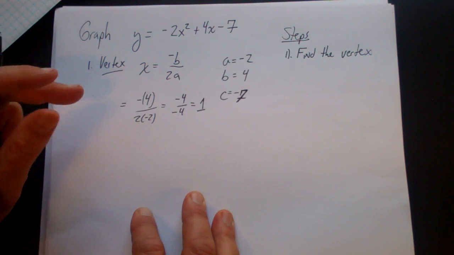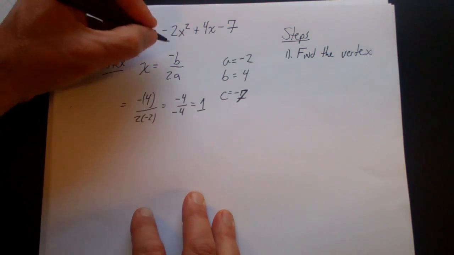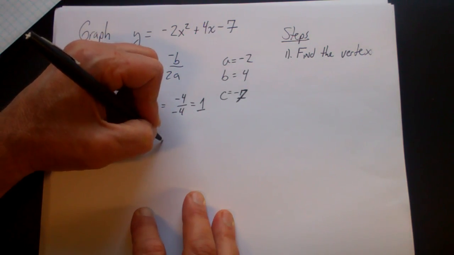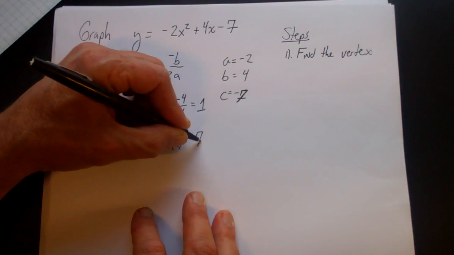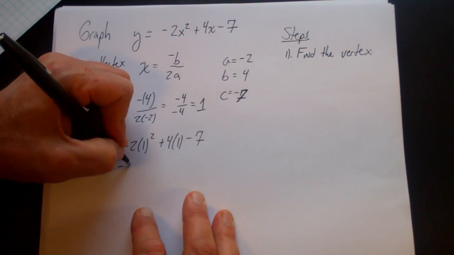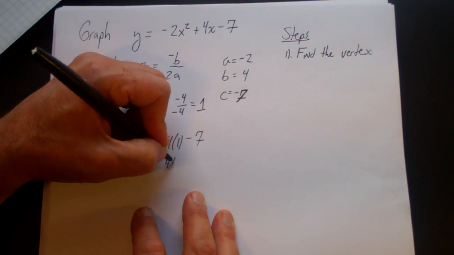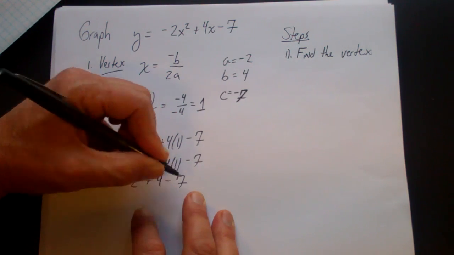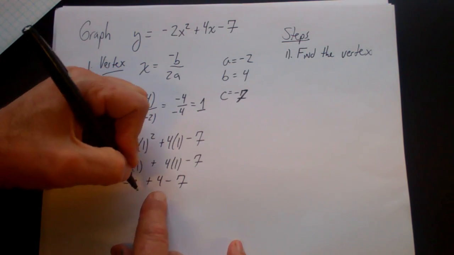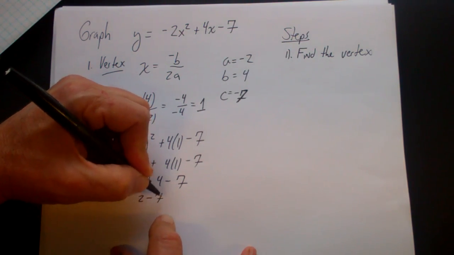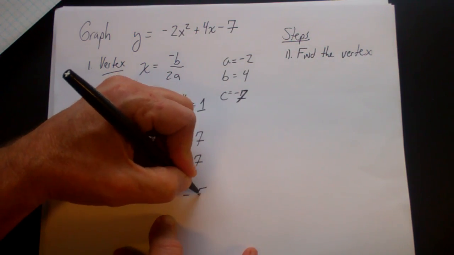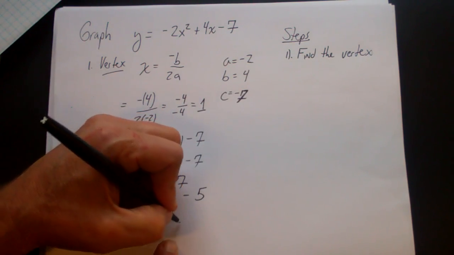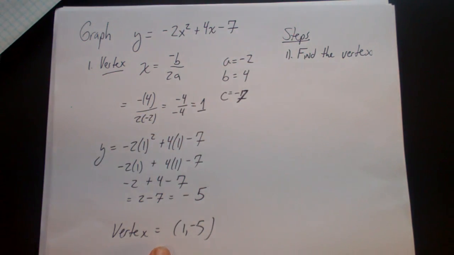To find the y value, you simply plug the x value into the original problem. So y is equal to minus 2 times 1 squared plus 4 times 1 minus 7. 1 squared is 1, so that's minus 2 times 1 plus 4 times 1 minus 7. Minus 2 plus 4 minus 7. Minus 2 plus 4 is a positive 2, and 2 minus 7 is minus 5. So your vertex will be 1, negative 5.